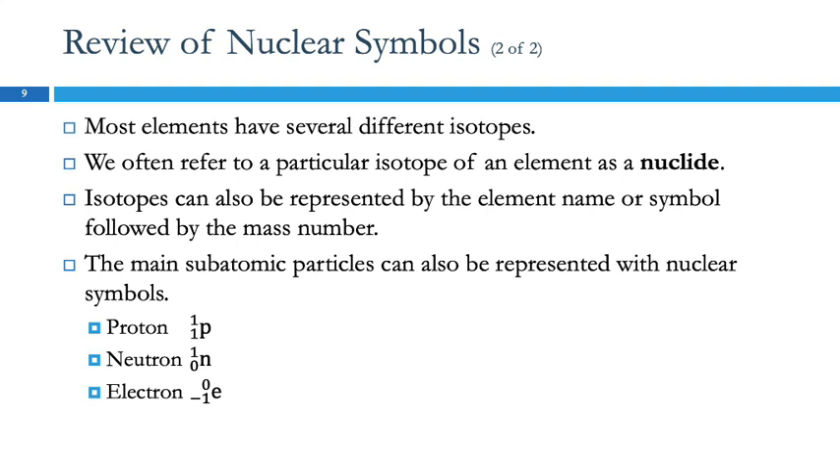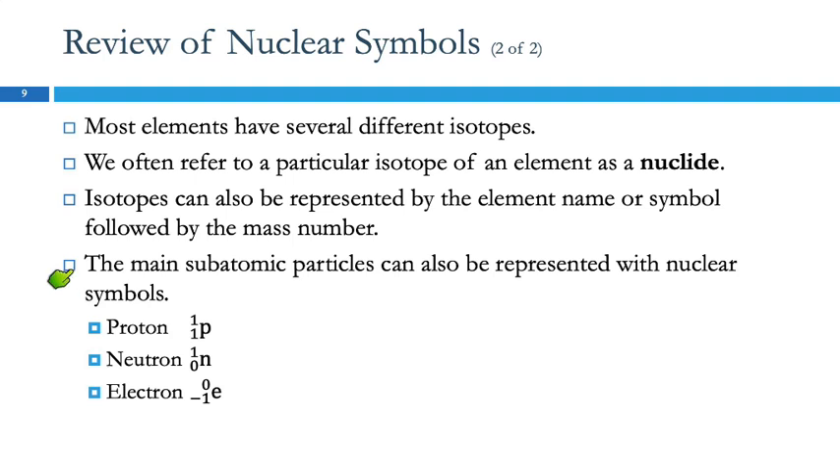Most elements have several different isotopes, and isotopes are atoms of the same element that differ in the number of neutrons. They have the same number of protons, same number of electrons, but the number of neutrons is a little bit different. And so we often refer to a particular isotope as a nuclide. We can represent isotopes using the element name or symbol followed by a mass number or using that nuclear symbol.